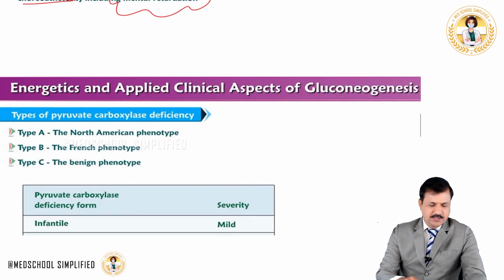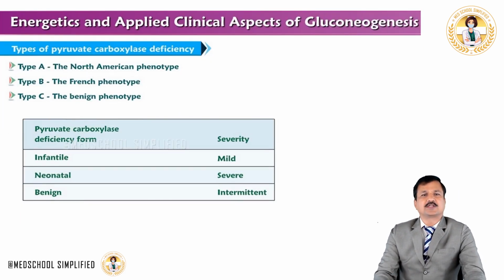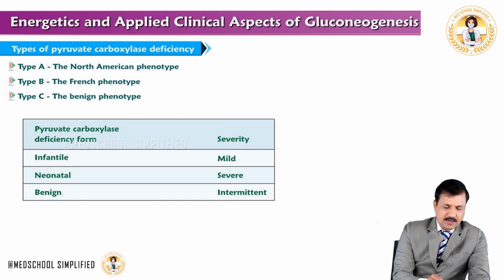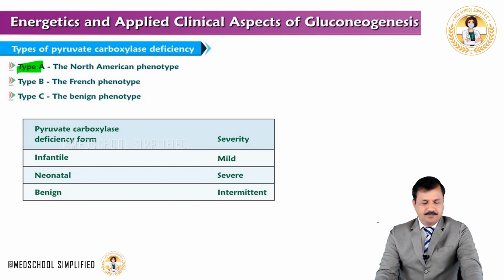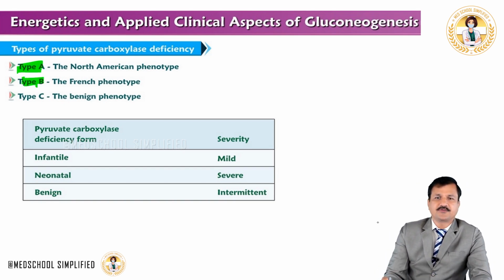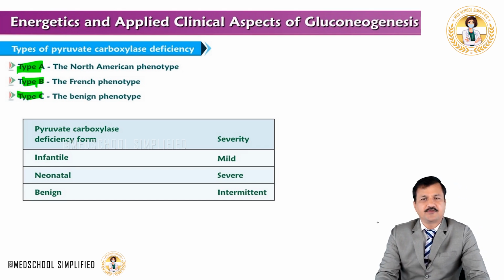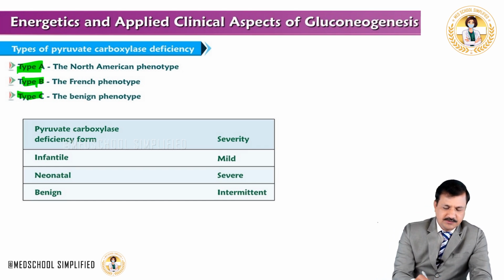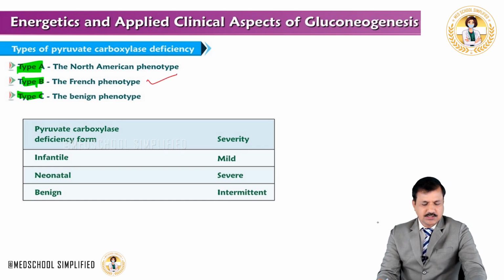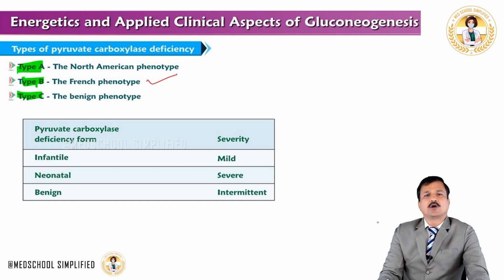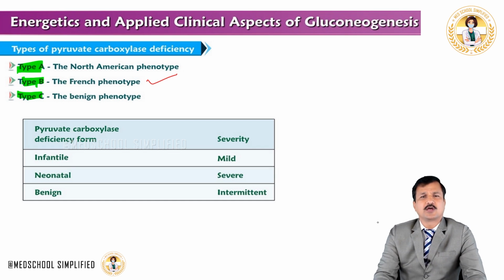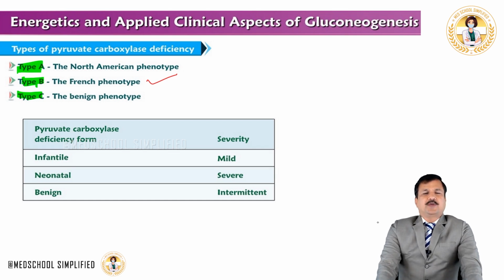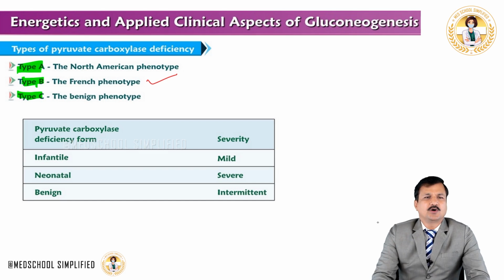Coming to different forms of pyruvate carboxylase enzyme deficiency that are known. One is type A pyruvate carboxylase deficiency, which is referred to as the North American phenotype. The other is type B, the French phenotype, and type C is a benign phenotype. Out of all these, the French phenotype is the most severe one, and it will lead to death in the first decade of life because of so many neurological issues. So the French phenotype is the most severe compared to the North American phenotype or the benign phenotype.